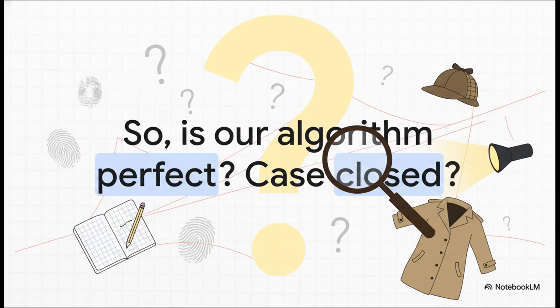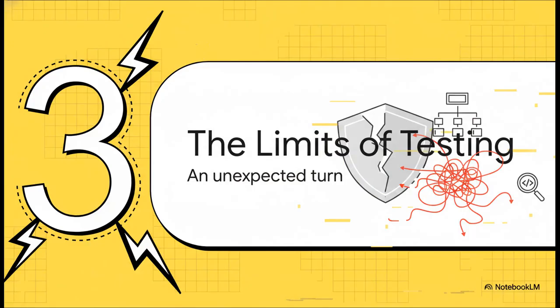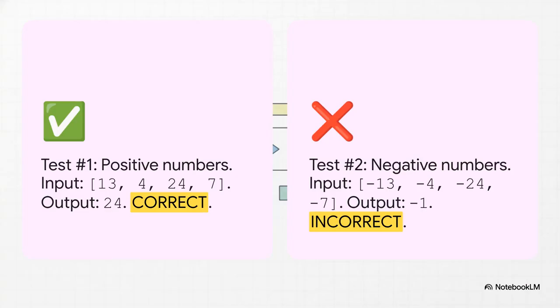Or is it? Any good detective knows you never stop at just one piece of evidence. And this is where our little investigation takes a very sharp turn. What happens if we try a different kind of input? This is the exact moment where testing starts to show its cracks. Now check this out. We run a second test, but this time the list is full of negative numbers. The biggest number in that list, the correct answer, should be -4. But our algorithm gives us -1? Wait, what? Why? Well, because our starting value for maxNum was -1, and not a single number in that list was actually bigger than it. Uh-oh, we've got a bug.